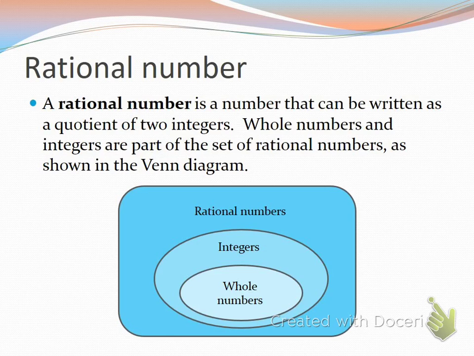The first thing you need to know, though, is the definition of a rational number. A rational number is a number that can be written as a quotient of 2 integers. What does that mean? It means we can write it as a fraction. Whole numbers and integers are, yes, part of this. What is not part of it is decimals that go on forever, they do not terminate, and they have no pattern, they don't repeat. Those are irrational numbers.